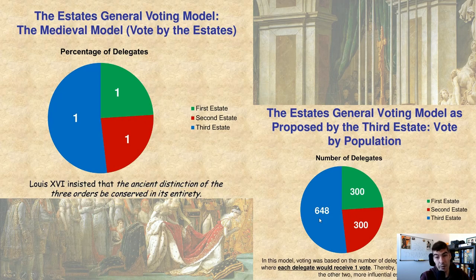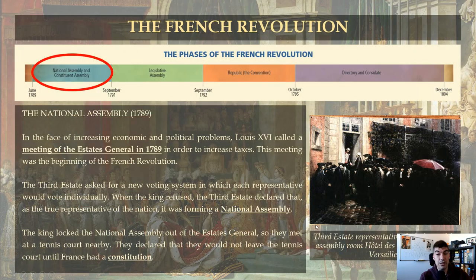What did the third estate propose? They wanted to vote by population, by head. So, if this was done, if each delegate would receive one vote, they would have the majority. So, we are now on the first part of the French Revolution, which is this one here. We are in June 1789. So, Louis XVI called this meeting of the States General in 1789 in order to increase taxes, in order to pass new taxes. And this was the beginning of the French Revolution.